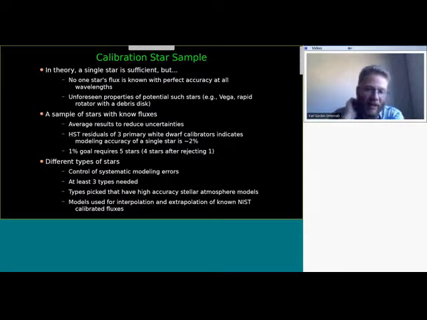One last thing. The types were picked really to have high accuracy stellar atmosphere models. Can we model these stars? Is there a good track record of modeling them? So for the hotter stars, the A's and the OBs and the white dwarfs, we have pretty good stellar atmosphere models.